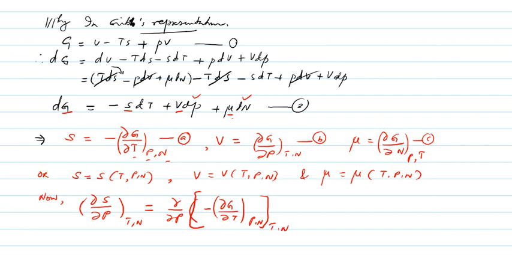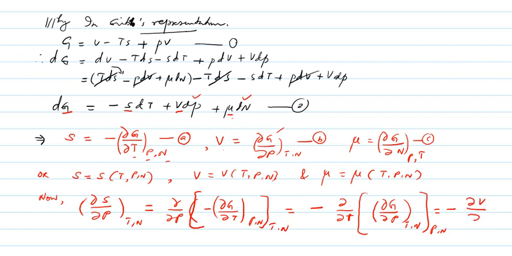Which is equal to, taking the minus sign outside, dou by dou T of dou G with respect to dou P, keeping T and N constant, so that T and N also will be taken inside, then I have to take P and N out. And what is dou G by dou P, keeping T and N constant? It is nothing but V. So you'll be getting that equal to minus dou V by dou T, keeping P and N constant.